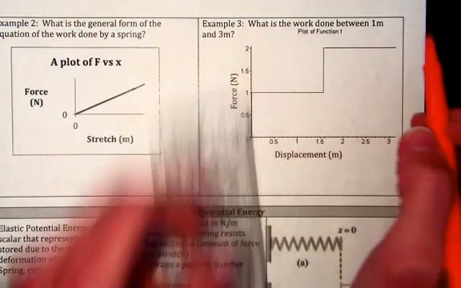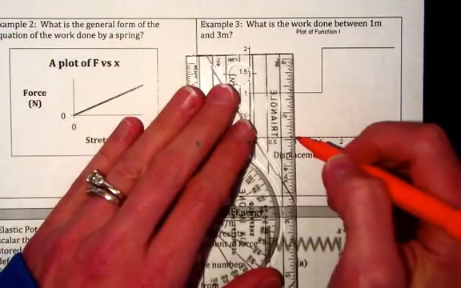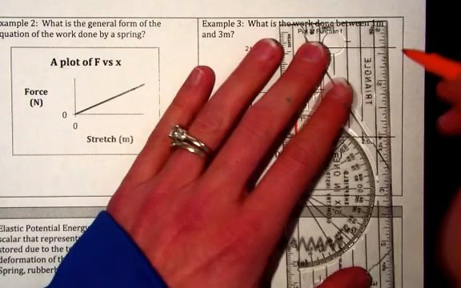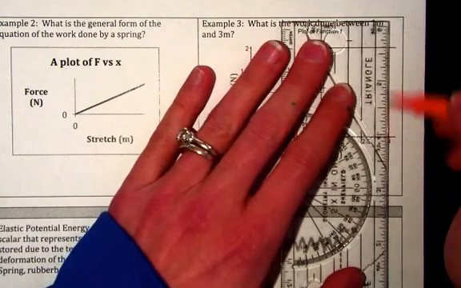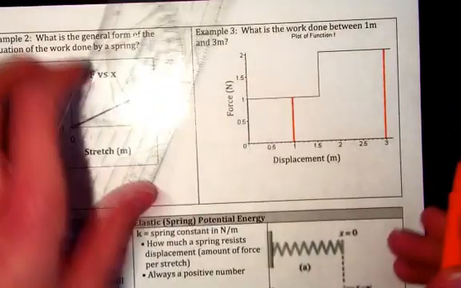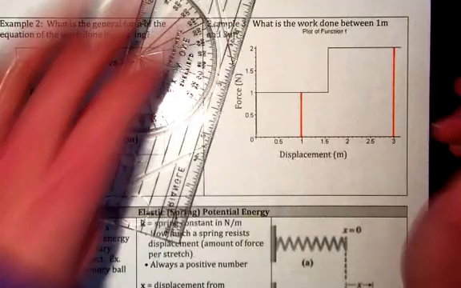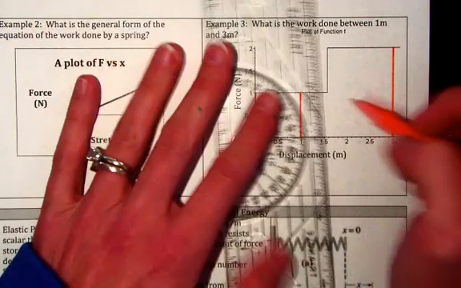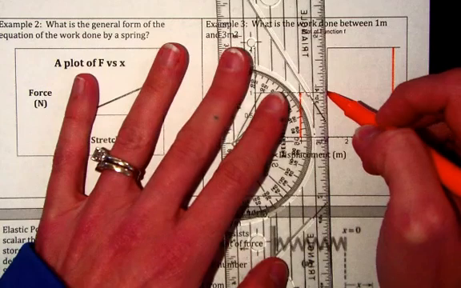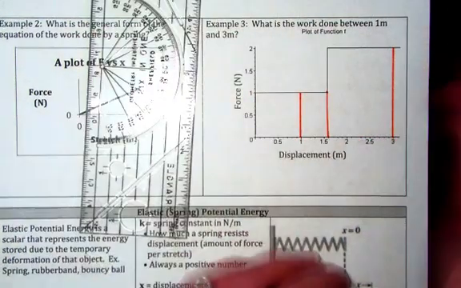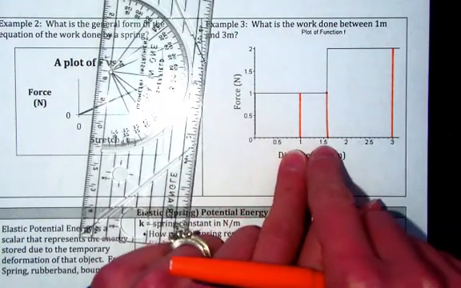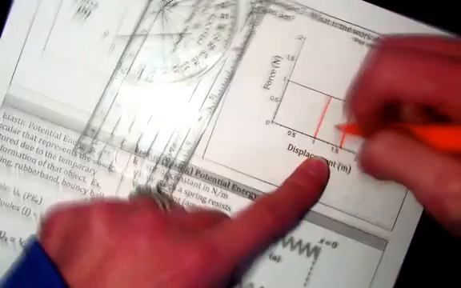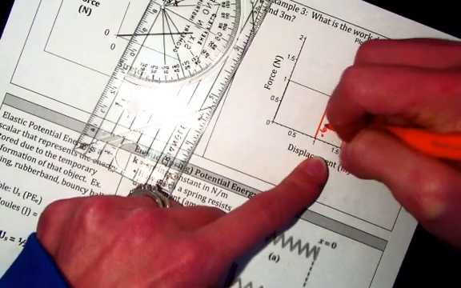Now, it only wants the work between 1 and 3. So you guys can decide how you want to split this up. I'm going to go, we can go here. Okay, so I'm going from 1 to 1.6. So what is the displacement? 0.6. So good, 0.6 meters.